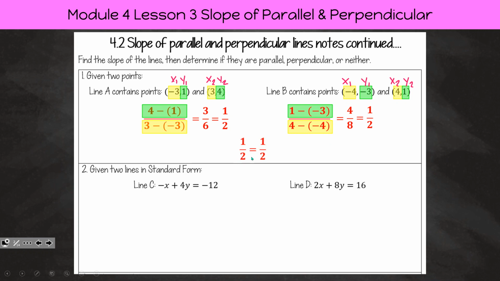So because 1/2 is equal to 1/2, we know that the slope of these lines are the same, so these lines will be parallel.